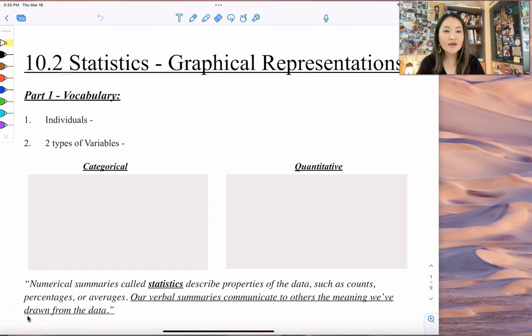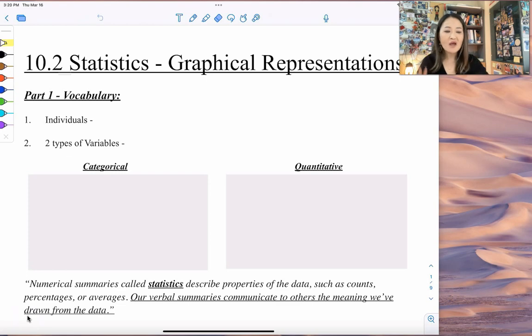Now we're going to start with 10.2 statistics, graphical representation. Our hope is that from this unit, from this section, you learn different ways to represent data and to analyze data, to talk about data. And then in the end, you'll have a project in which you will have to analyze a set of data that we provide to you, okay? So hopefully you'll have a good time. But yes, you'll have a project at the end, so make sure you know how to do all these skills.